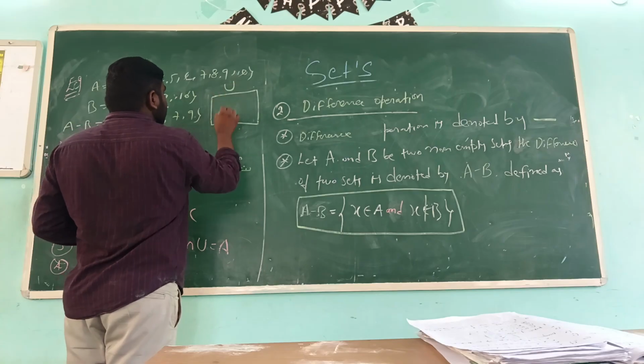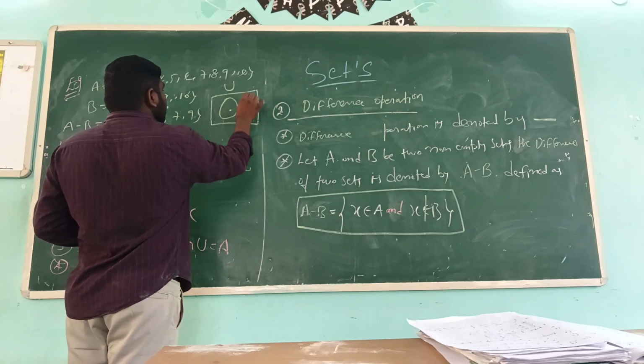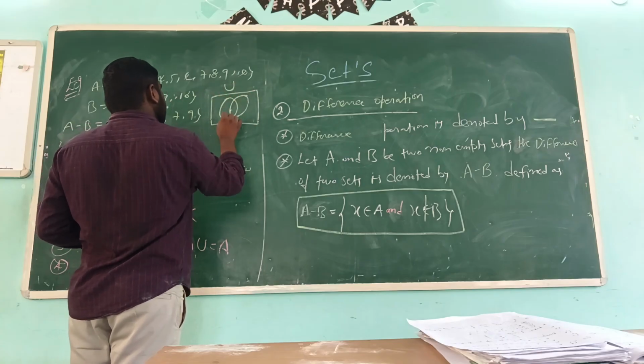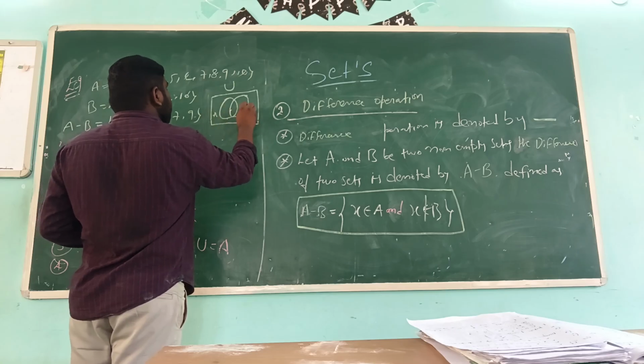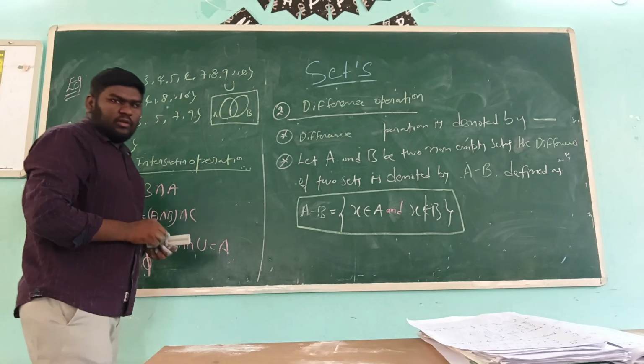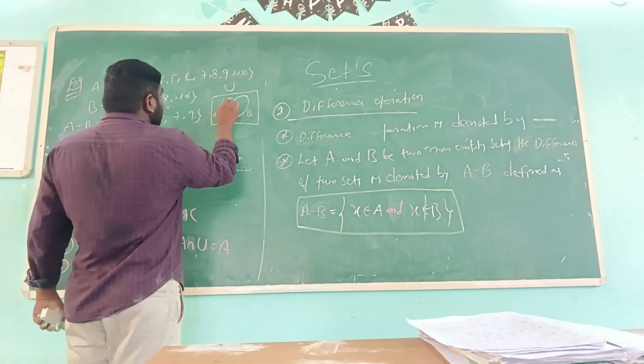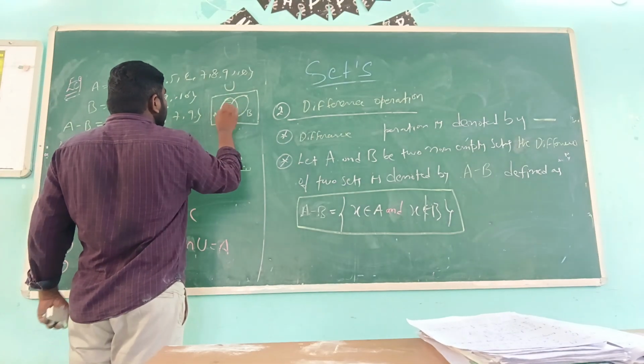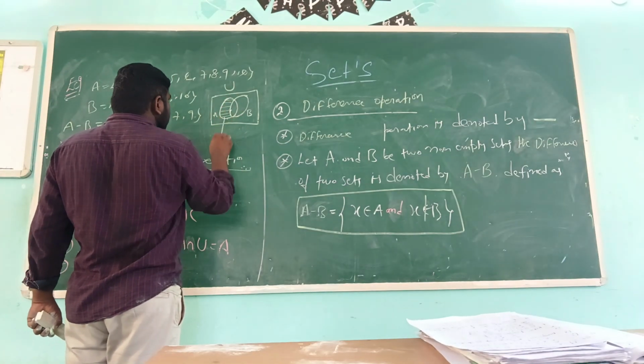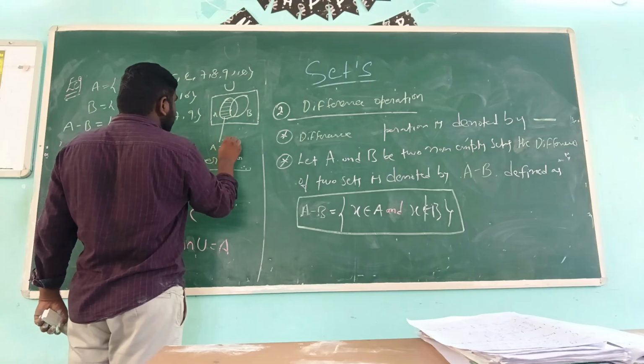This is the universal set. This is A. This is B. Understood? Now A minus B means only this part. Only this is A minus B.